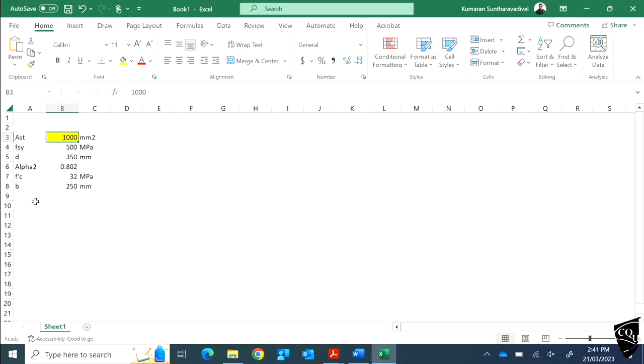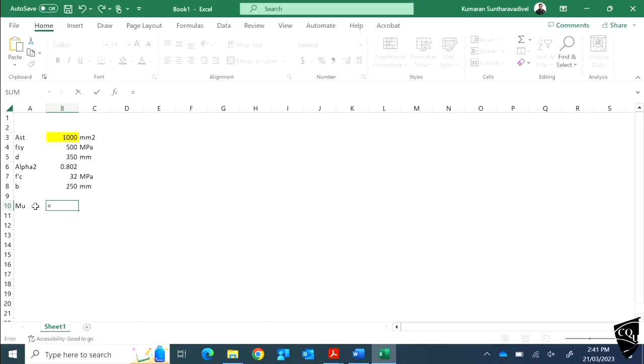Okay, so I will put MU equal to AST into FSY, and a bracket, D, minus, another bracket, AST FSY divided by 2 times alpha 2 times F dash C times B.